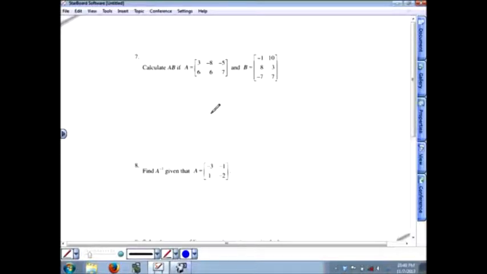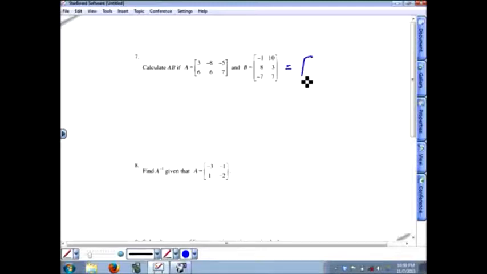Okay, multiplying two matrices. First, we need to check that the multiplication is possible. This is a 2 by 3 matrix, that has 2 rows, 3 columns, so 2 by 3. This has 3 rows and 2 columns, so it's a 3 by 2. The inner dimensions tell you they have to match, so this multiplication is possible. The outer dimensions, 2 and 2, are what this is going to result in.